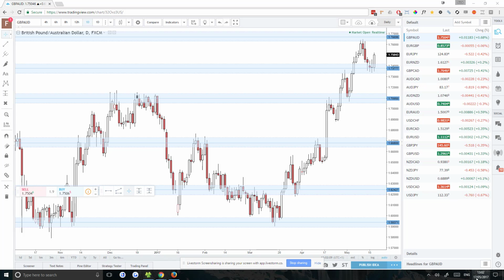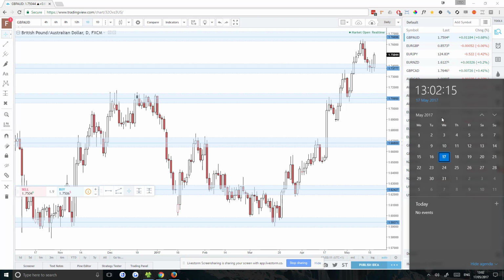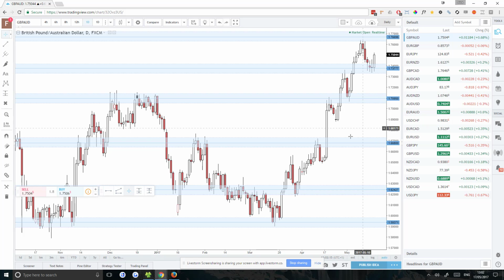So today is Wednesday, the 17th of May 2017. Time is 13:02 here in the UK. You're looking at a GBP AUD daily chart. In today's analysis, we're going to review yesterday's analysis, yesterday's potential setups, and we're also going to be looking for new setups, namely reversal setups on the pairs and time frames that you're currently seeing here. So let's get started. GBP AUD, we're going to start off with that.